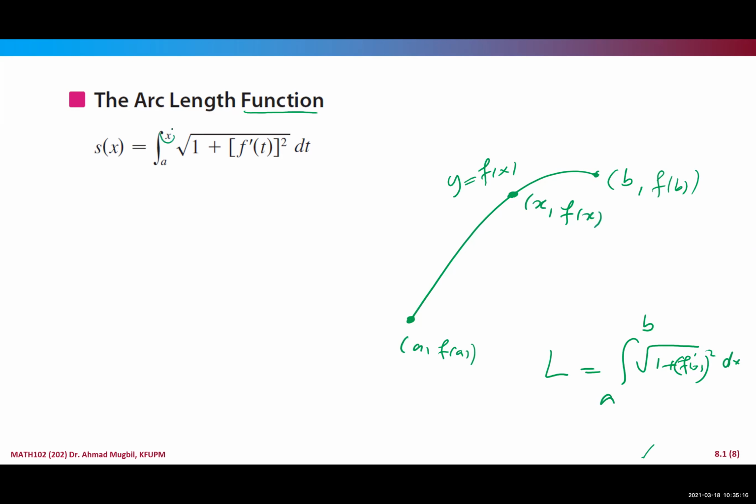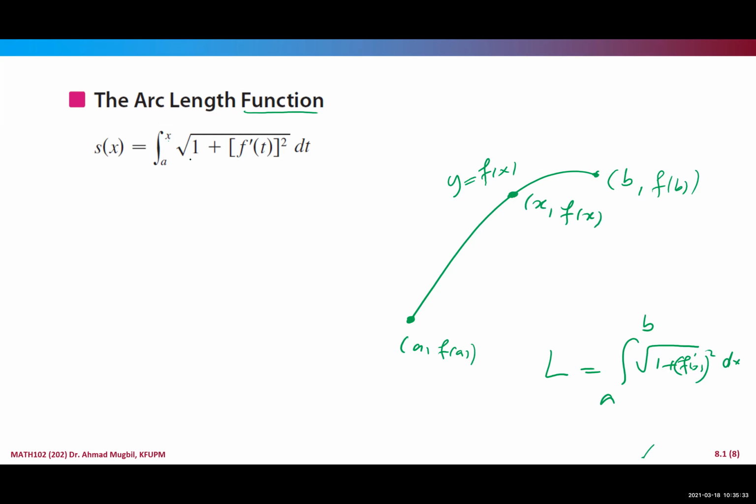If we replace b here by x, it is not practical to have x here and x here. It is x the variable of integration, and here x is the upper limit. So to avoid this confusion, we will use any letter other than x. Let's say t, for example.